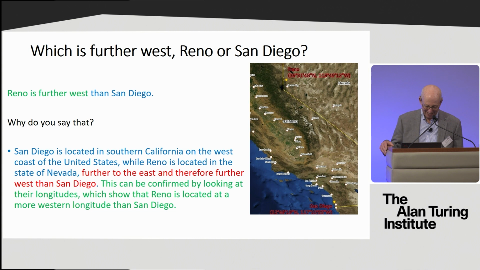And this can be confirmed by looking at their longitudes, which says that Reno is located at a more western longitude. So it finally gets it right just by looking at the longitudes, but its pre-reasoning was clearly erroneous.